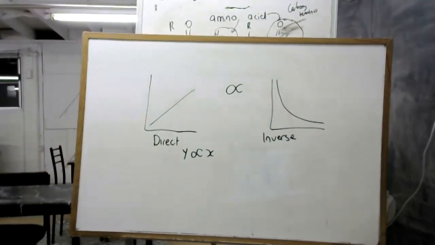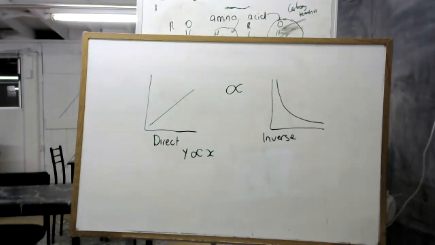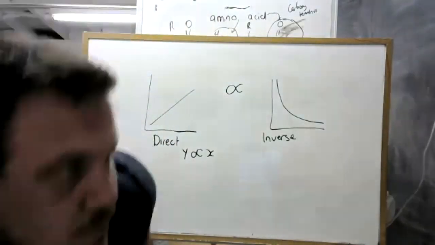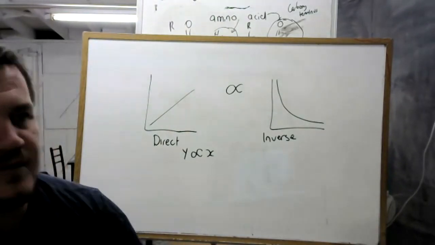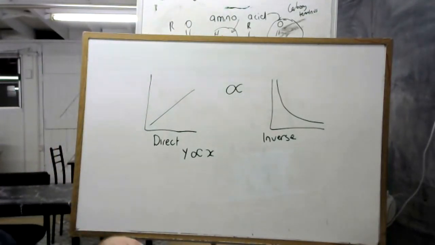So we know the difference between a ratio and a proportion. In grade 9 and 10, you learn about ratios. Grade 11, you start going through proportions.